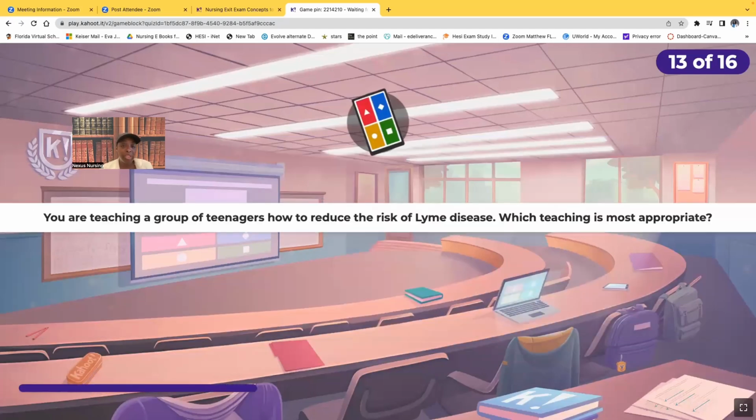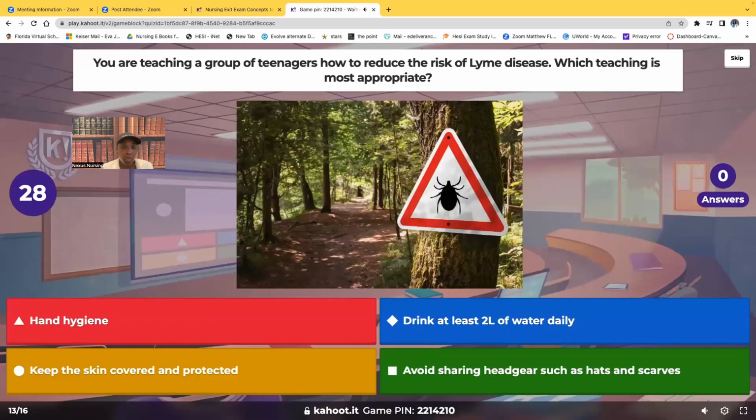You're teaching a group of teenagers how to reduce the risk of Lyme disease. Which teaching would be most appropriate? Would it be hand hygiene? Would it be drinking at least 2 liters of water daily? Would it be to keep the skin covered and protected? Or would it be to avoid sharing headgear such as hats and scarves?